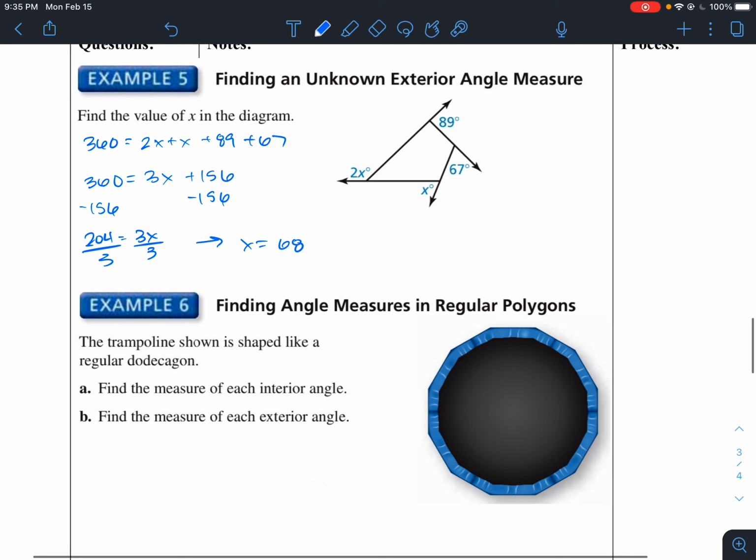So that's not saying what these angles are equal to. It's just saying that x is equal to that. So yeah, this one would be 68, and this one would be double 68.